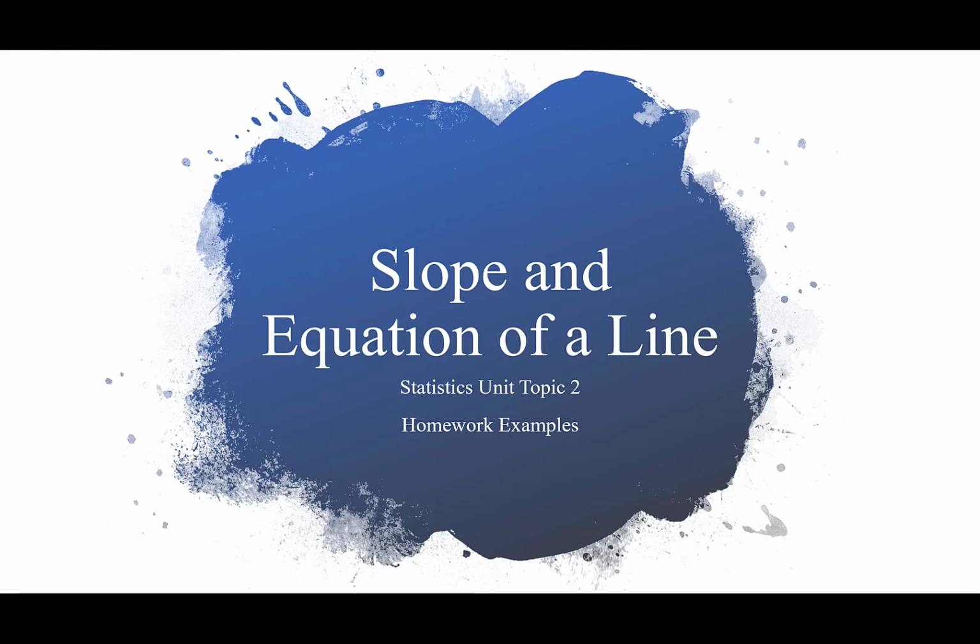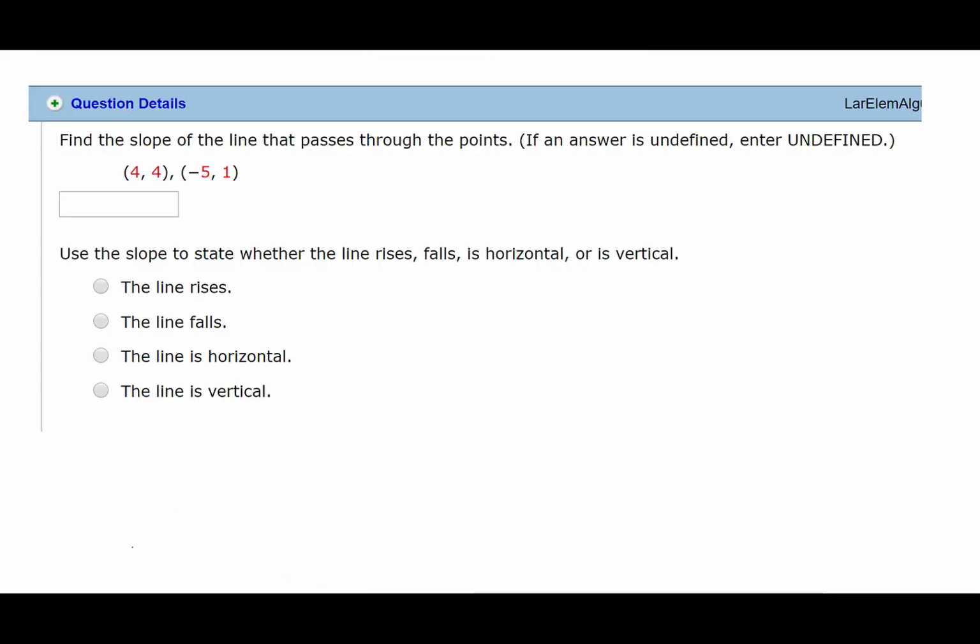Hi class, in this video I'll be working through some homework examples from our topic 2 in statistics. This is slope and equation of a line. The first question says find the slope of the line that passes through the points, and then if the answer is undefined, which means if you divide it by 0, enter the word undefined.